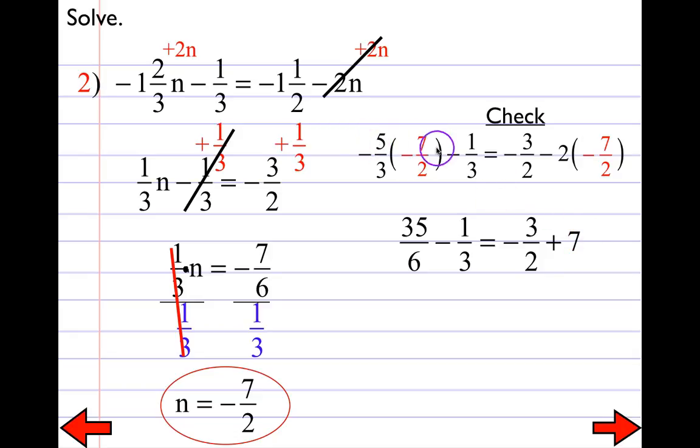So here I got 35/6 by multiplying these two numbers together. And after multiplying these two numbers, the two cancel each other out, and that's how I got 7. After simplifying both sides, I would end up with 33/6 equals 11/2. At first sight, it may look as though my answer is incorrect because it doesn't look like a true statement. But if you take it one step further and reduce this fraction by 3, you do end up with 11/2 equals 11/2. So therefore, n does equal -7/2.